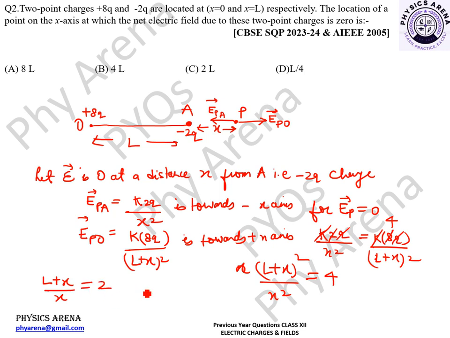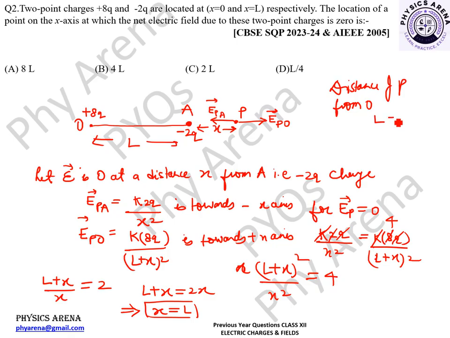And then when we solve it out, we will be having L plus x is equal to 2x, and this implies x is equal to L. So this is the distance of point P from A, but we need to tell the distance from the origin. So distance of point P from O will be L plus x, and x is L. So it will be L plus L, that is equal to 2L. So from origin at a distance 2L, the net electric field will be 0. And in this case, option C is correct.